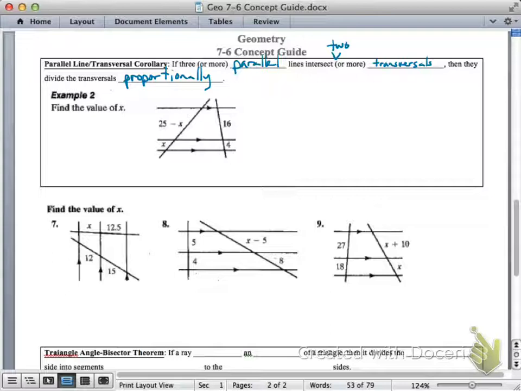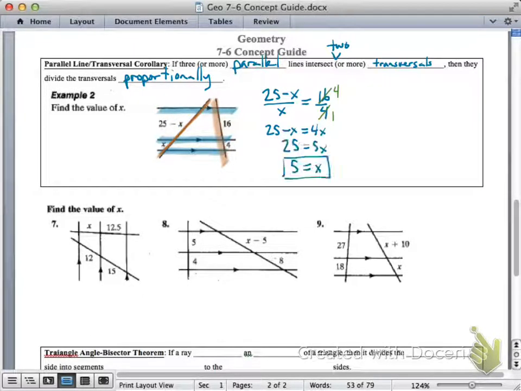Because check it out. What this means is, in this example, if we have these 2 transversals, those pieces make a proportion. 25 minus x over x equals 16 over 4. You could have switched the order around a couple different ways, but just look at the proportion that it gives you and use it. Okay? So you solve it, you get x. Go ahead and try it. I think you can do it.